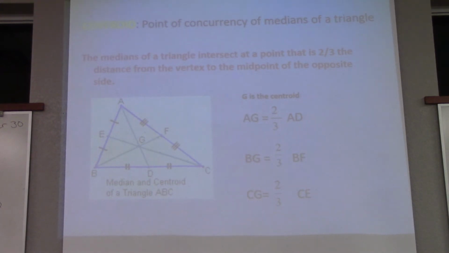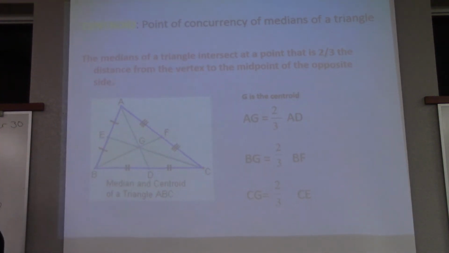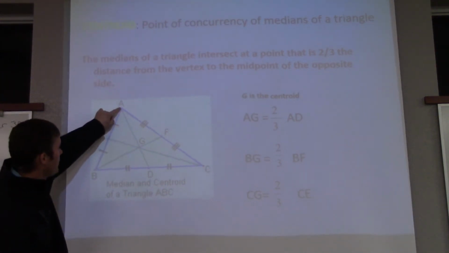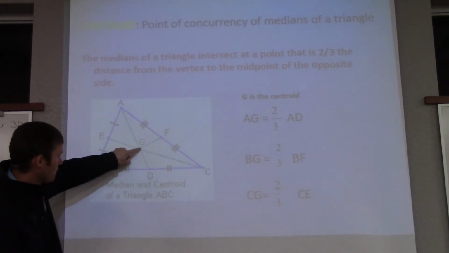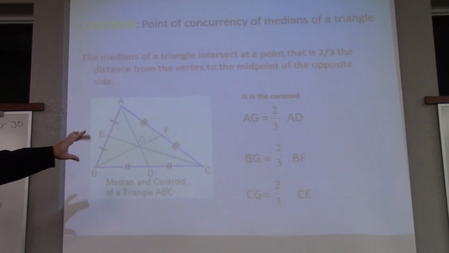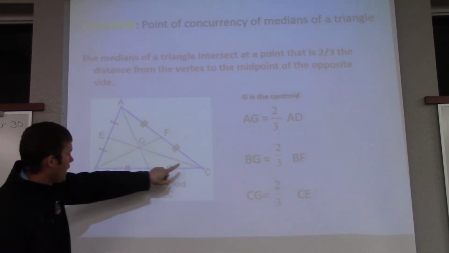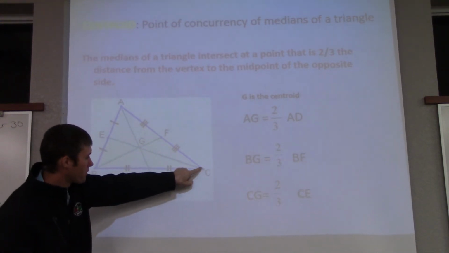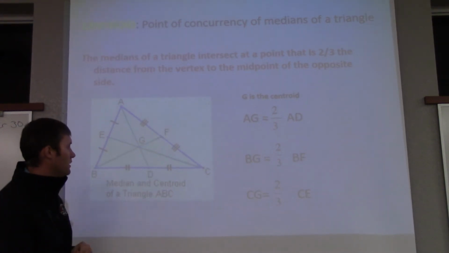Now if we have medians, here's our property on medians. The medians of a triangle, where they all meet, that point is 2/3. So from here to here is 2/3 of the whole distance. So G to D is 1/3. So that's our property. A to G is 2/3 of the whole line A to D. C to G is 2/3 of this whole distance from C to E. B to G is 2/3 of the whole distance from B to F.